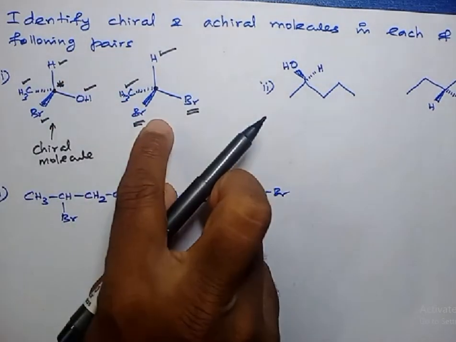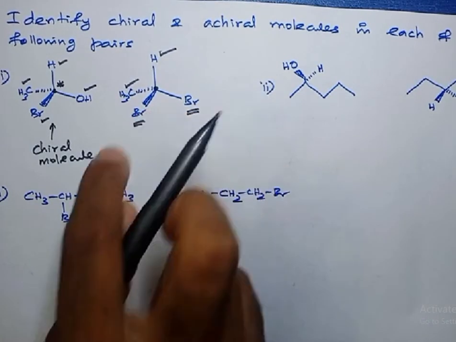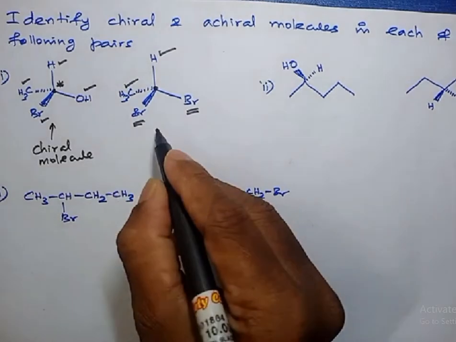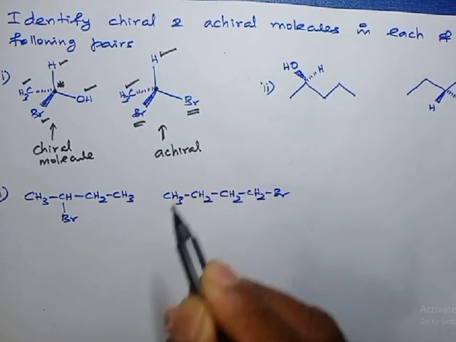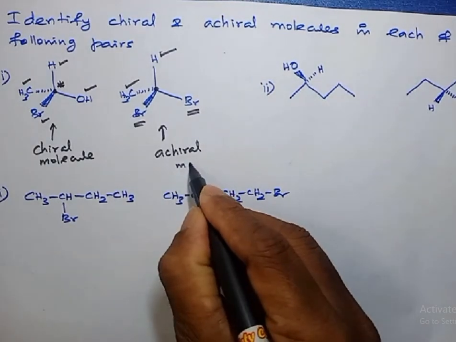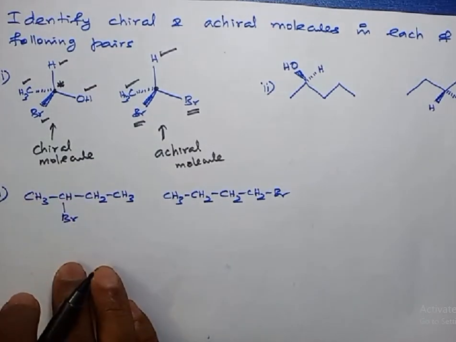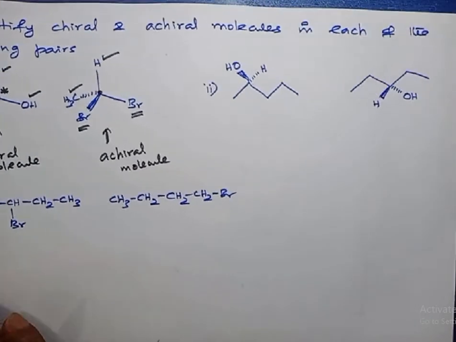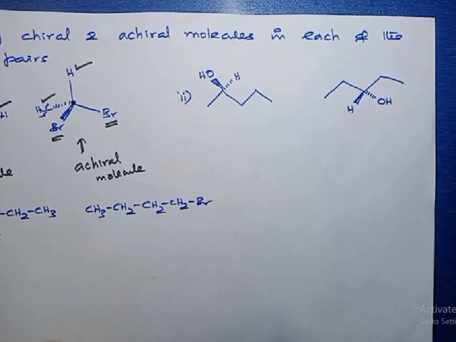In this case, these two are the same. Therefore, this is not a chiral molecule. So this is an achiral molecule. This is how you must identify. Now, see the second question. Two pairs of compounds are given. We need to identify which one is chiral and which one is achiral.